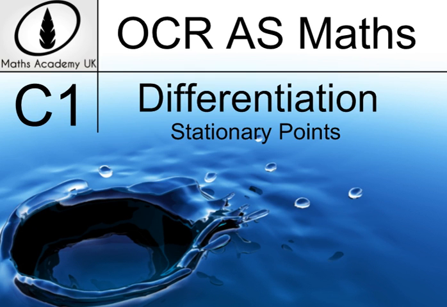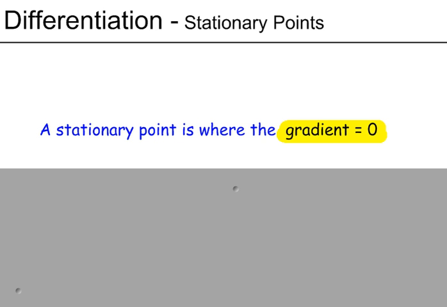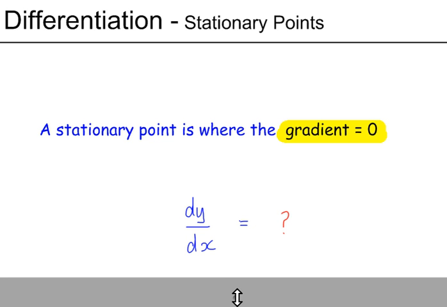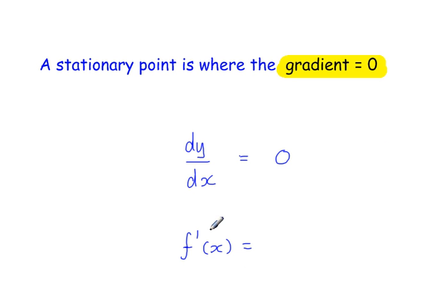Differentiation: stationary points. A stationary point on a curve is where the gradient is equal to 0. So if the gradient's 0, what's dy by dx equal to? Well, dy by dx gives the gradient, so it's equal to 0, or f dash x is equal to 0.